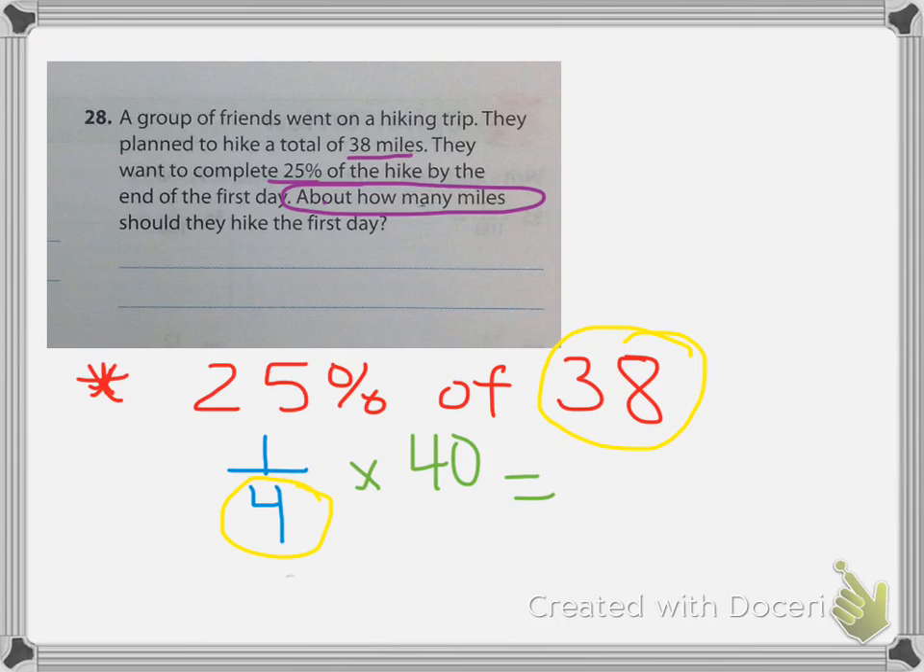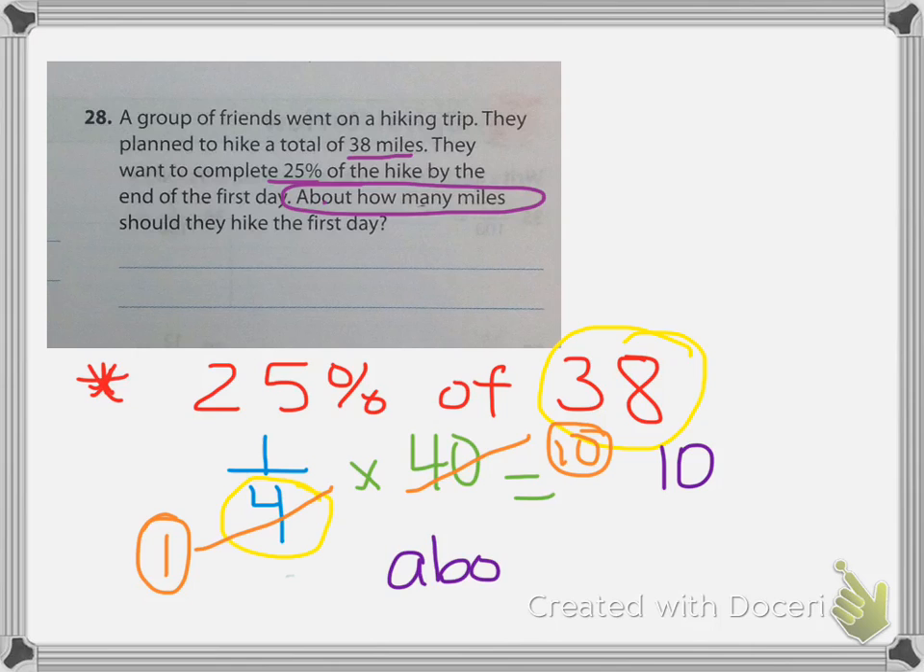Now the next step is, the entire reason why you chose a multiple of 4 is so that you could cross simplify. Well, you're going to divide out 4, so you'll get a 1 here, and you'll get a 10 here. And then your final step is just going to be to do the multiplication. 1 times 10 is going to give you 10. And so you find out that your final answer is going to be about 10 miles.